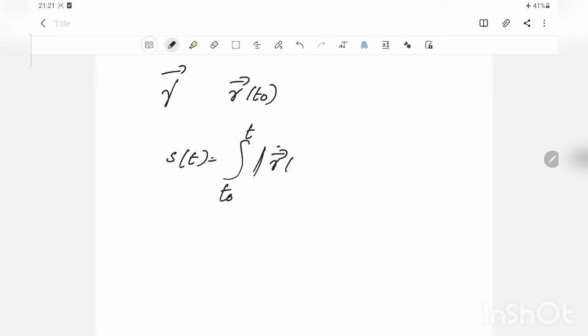Now we can use these concepts to define the arc length of a parameterized curve. The arc length of a parameterized curve gamma, starting from the point gamma of t naught, is the function given by s of t equal to the integral from t naught to t of norm gamma dot of u du. From this it is clear that s of t naught is equal to 0, and s of t is positive or negative according to whether t is larger or smaller than t naught.